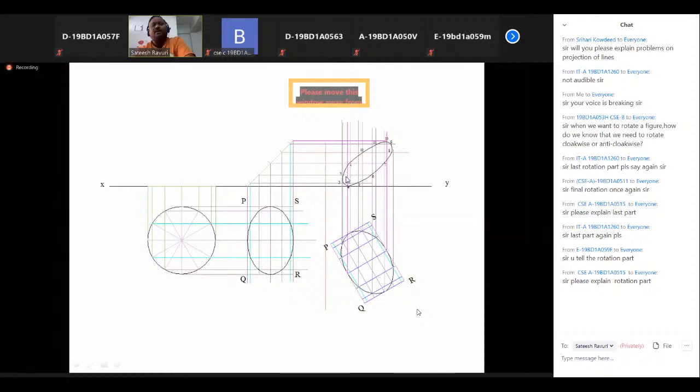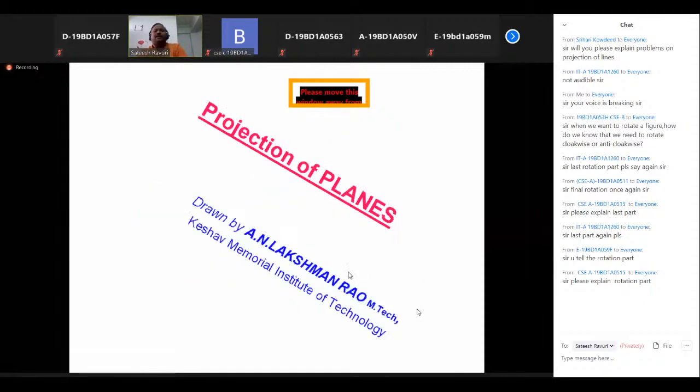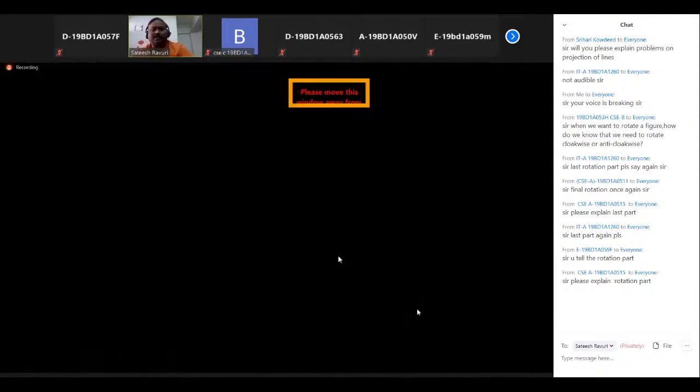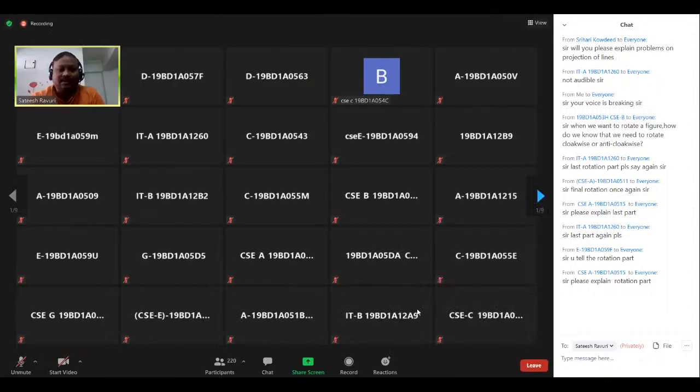So if you join all of them in the same order, 1, 2, 3, 4 up to 12, you will get the reduced shape here in this final front view. So this is the final set of two views. This is the final front view and final top view. This reduction has come just because of 45 degrees inclined to HP and 30 degrees inclined to VP. So this is how the projections of planes can be answered. So with this, we have completed projections of planes.